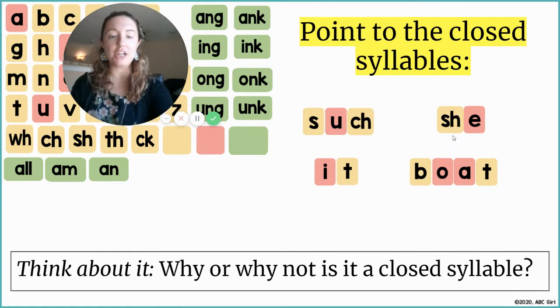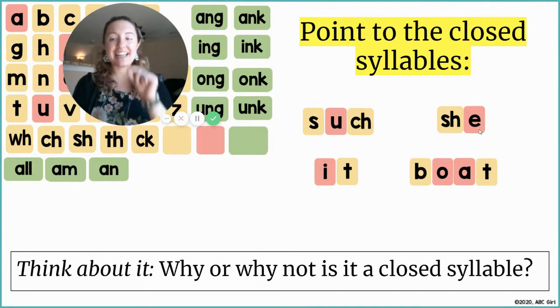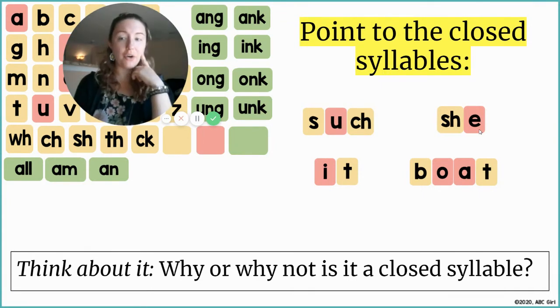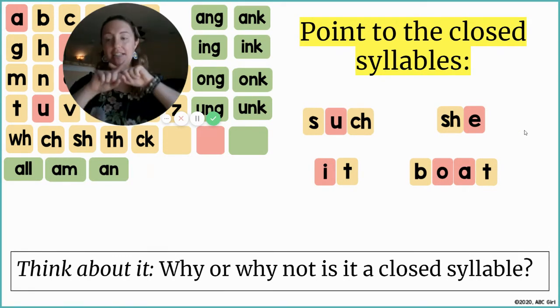Let's go to the word "she." Well, it has a vowel, but when I say "she," the E is pronounced long. It is not a short vowel, and it is not closed in by consonants at the end. So "she" does not have a closed syllable.